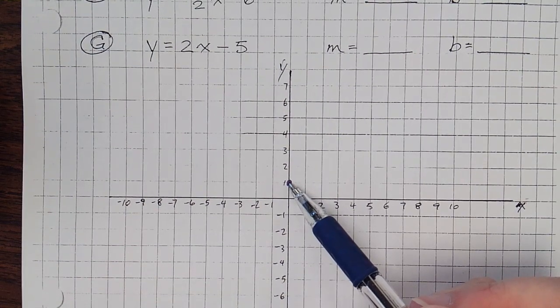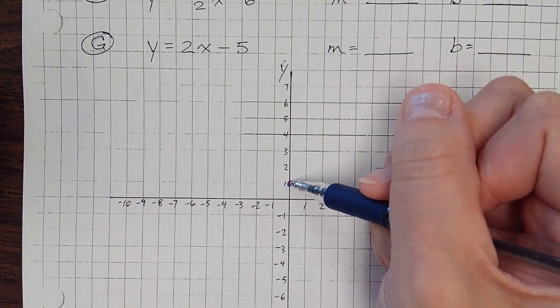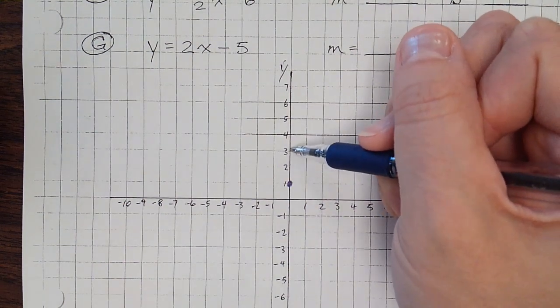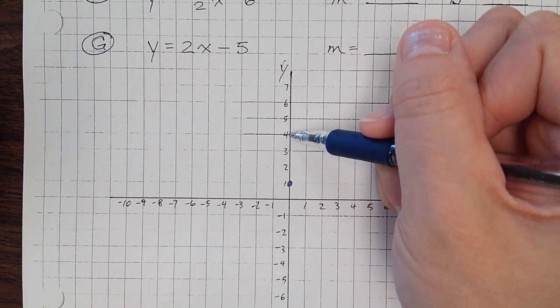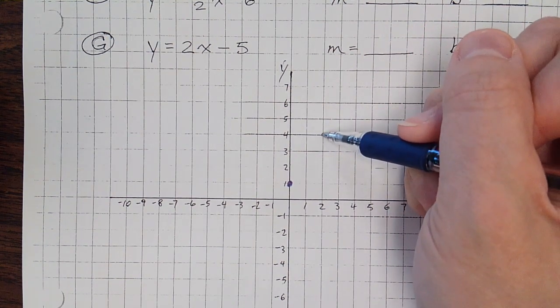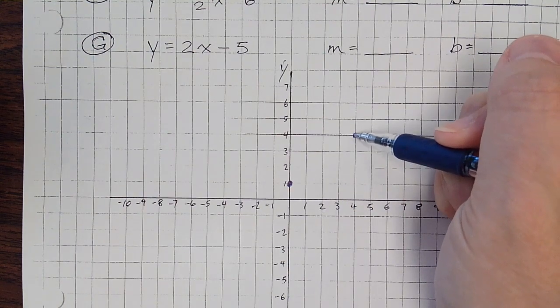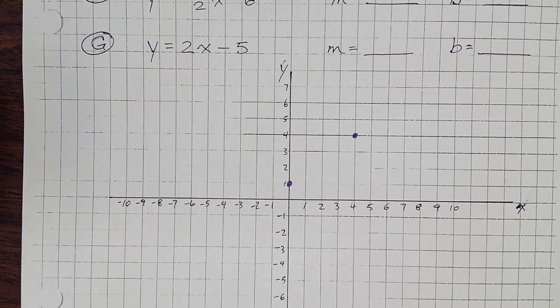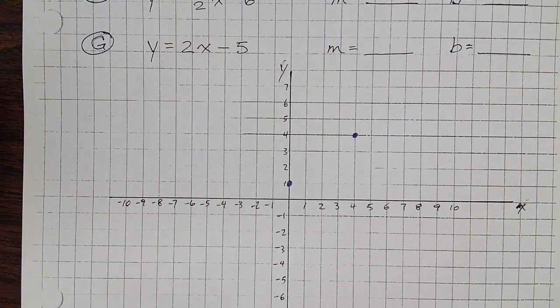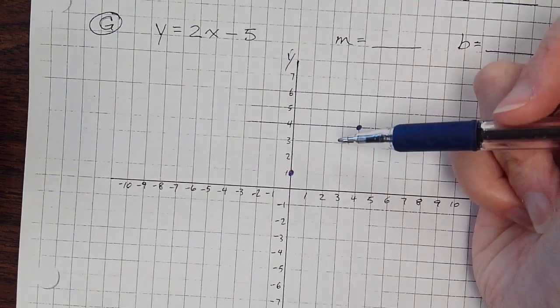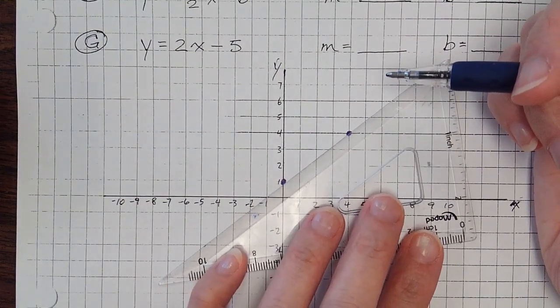So how do I get to the second point? Go up 3. 1, 2, 3. Just hold it there and then go over 4. 1, 2, 3, 4. After you do your rise and your run, that's when you put the second point. All right, so make sure you don't just put that point up here. It's not a point until you do both rise and run. And there you go. You have your line.